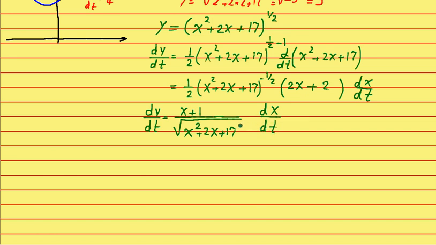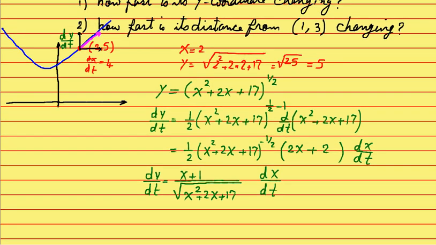Okay, so our first job was to differentiate. Now we are actually done. Remember, the location of the object is the point with coordinate 2, and y will turn out to be 5. dx/dt was given to be 4. We just go ahead and plug everything here. I want to figure out dy/dt.